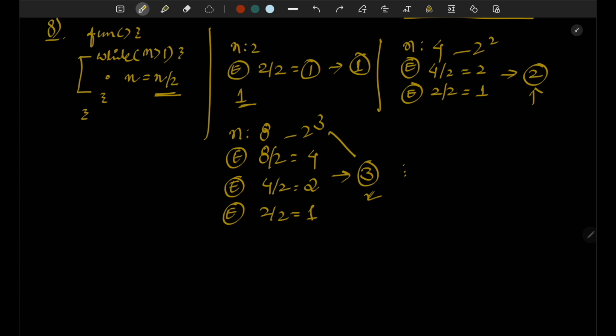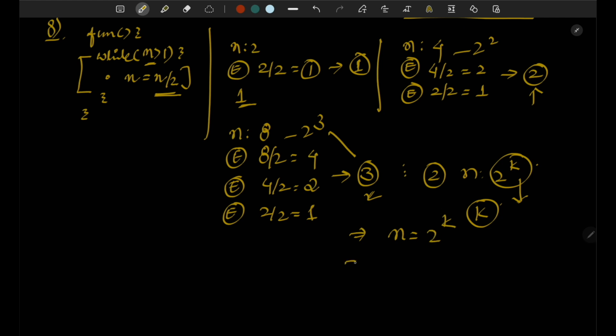So we can conclude that when n is a power of 2 and the value of n is, let's say, 2 to the power k, then it's going to be executed k times. What I'm trying to say is, if this n value is a power of 2, and let's say that value is 2 to the power k, then this execution is going to happen k times. So we have this relation, and we need to find k. In order to find k, we can simplify this and write it as log to the base 2 of n, and this is going to be the time complexity in this case.